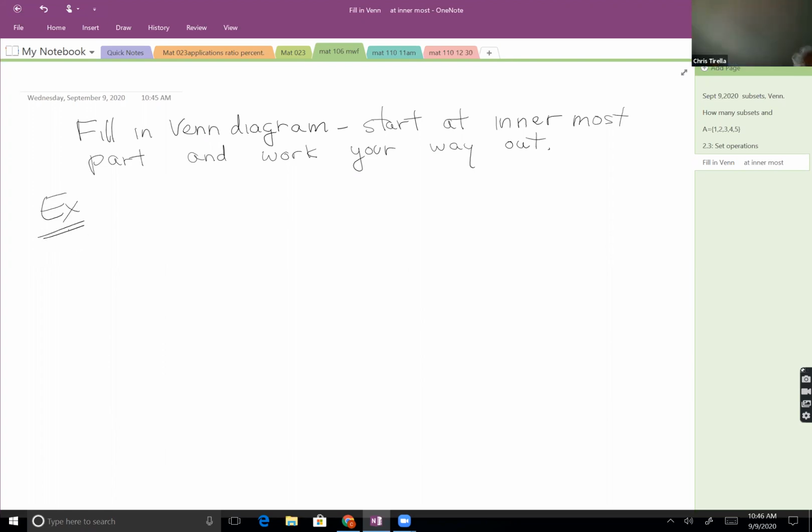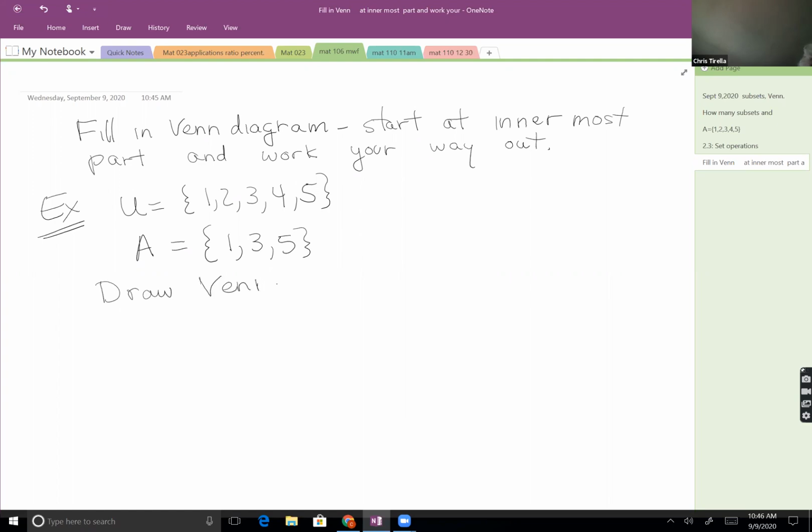Let's say, for example, I have a universal set that are just the numbers 1, 2, 3, 4, 5. And let's say I have a set A, which contains the odd ones, 1, 3, 5. First thing I want to do is draw a Venn diagram, filling in the sets.